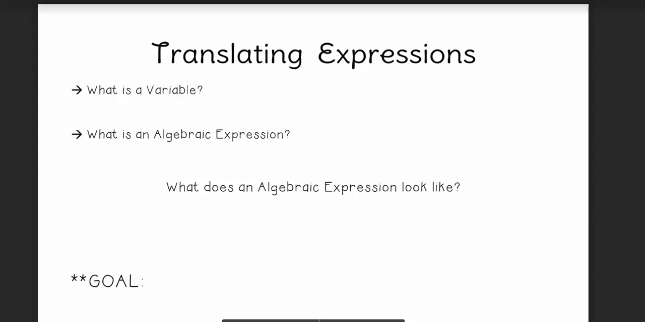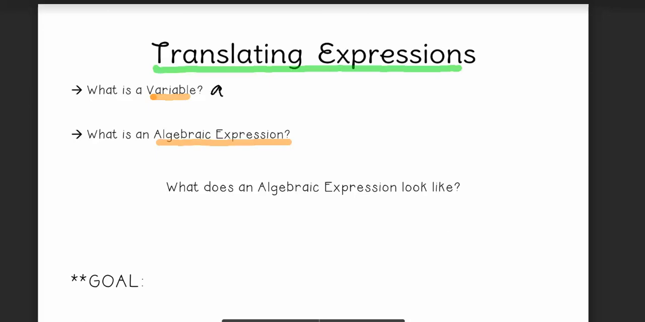So if there's part of this notes packet that you have already completed, you're welcome to fast forward. But if this is the first time you're filling out this notes packet, this is where you want to start. So I'm going to highlight my title, and I'm also going to highlight these two vocabulary words. So the first question is, what is a variable? We've talked about what it means to be a variable a lot.